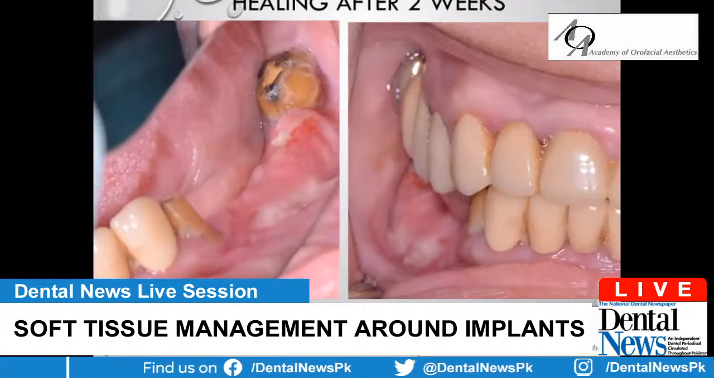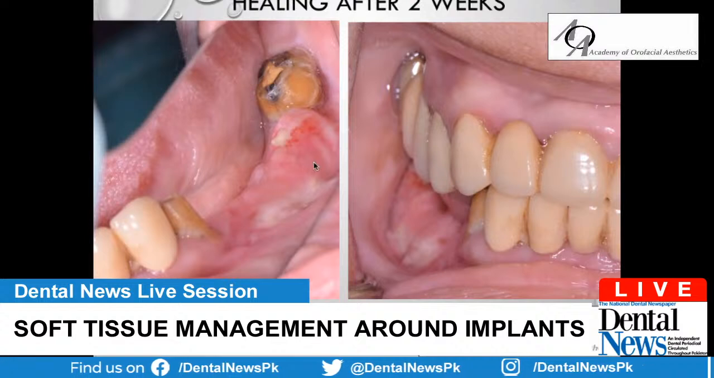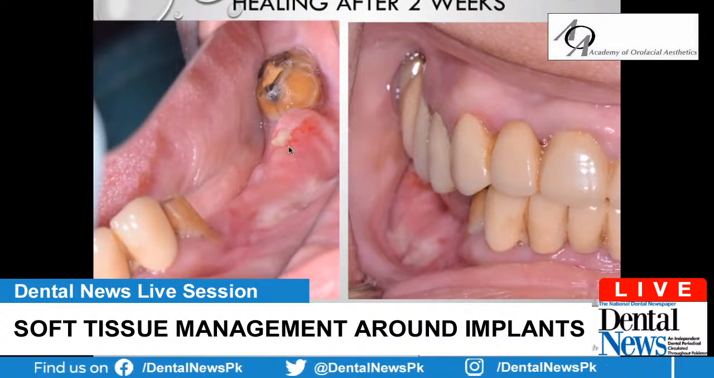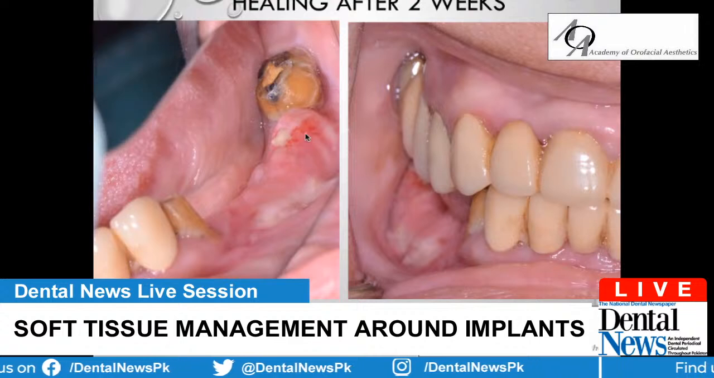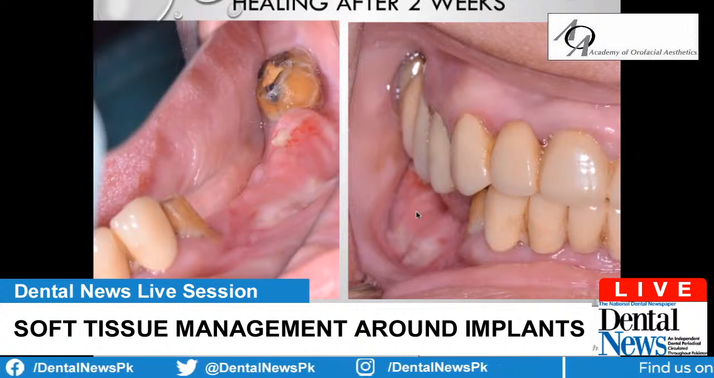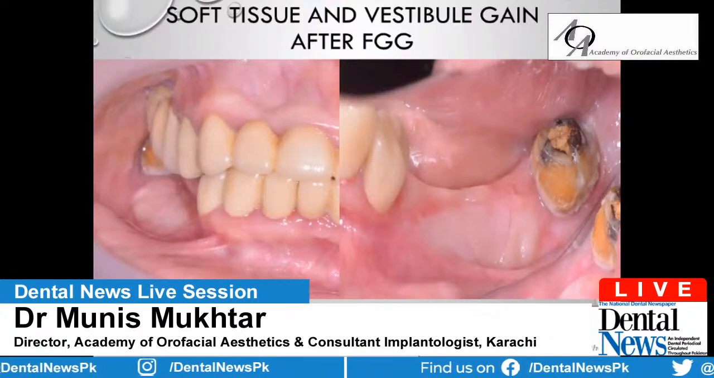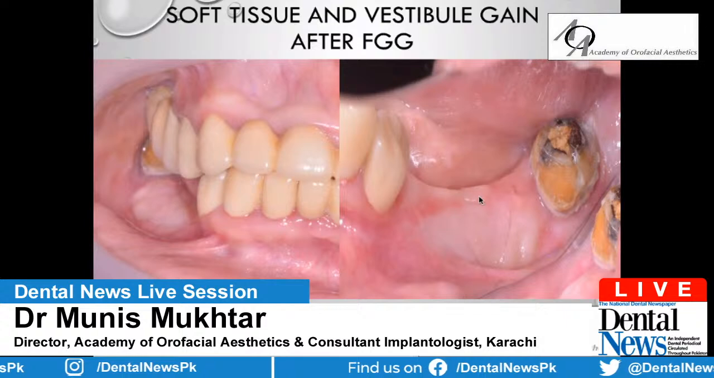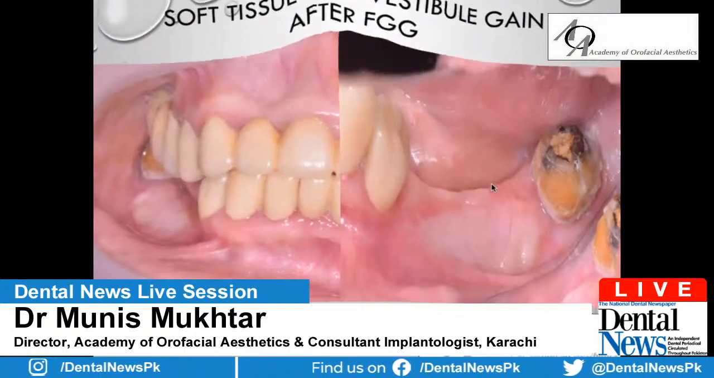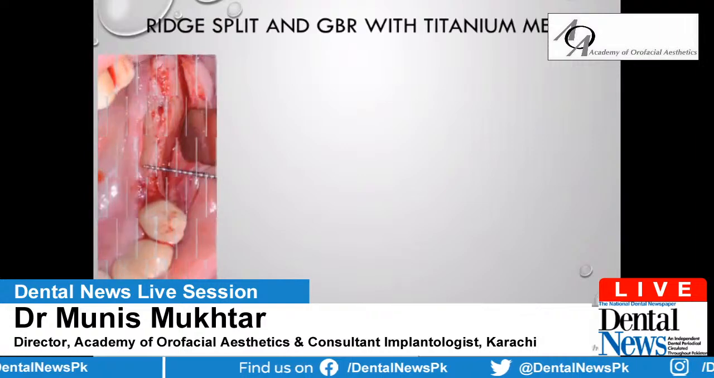Now if you look at this picture, you have a good amount of vestibular depth. You have thick tissue. Obviously, it's not fully healed and matured, but you can still see the thickness there. This is after 8 weeks. You have good vestibular depth and good keratinized tissue all around your ridge. And now we plan for implant and hard tissue grafting.